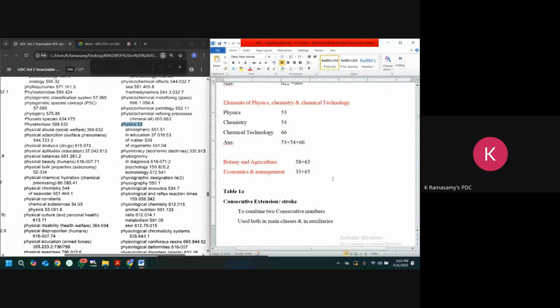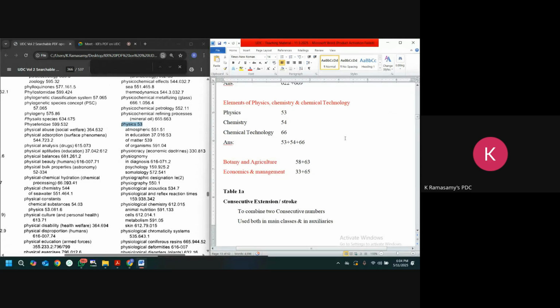Good. Okay, see, when you see a title called Botany Agriculture, we normally understand that the focus on botany is more. That is, within the title itself, they have given Botany and Agriculture. But if you feel that, no, sir, we are different, I want to give importance to agriculture, no problem. You can write 63 plus 58, absolutely no problem. This is for non-consecutive UDC numbers.